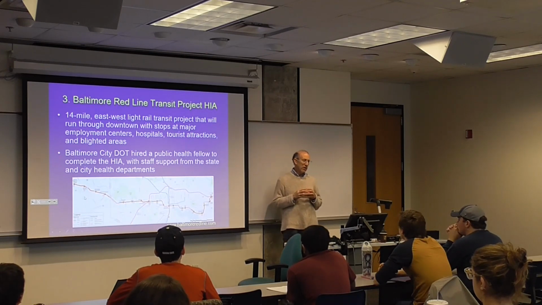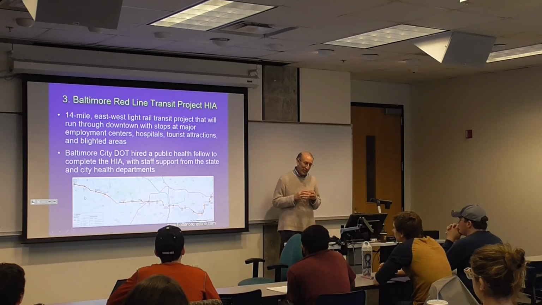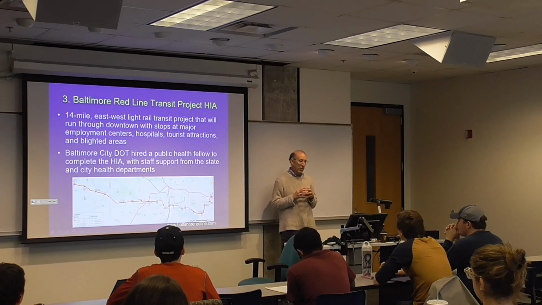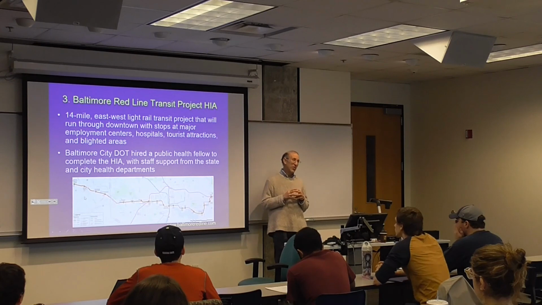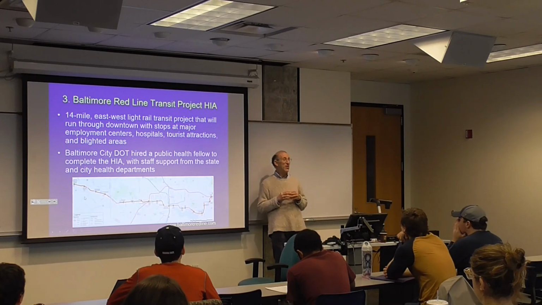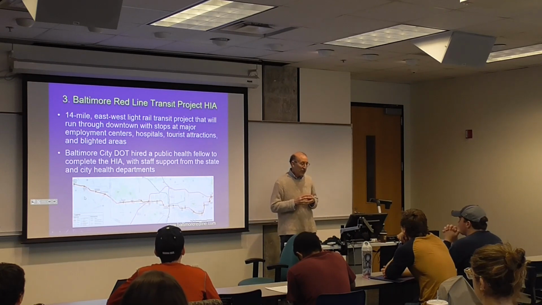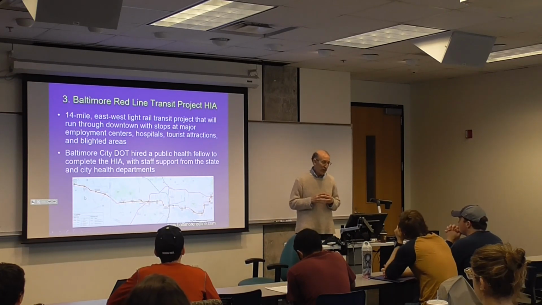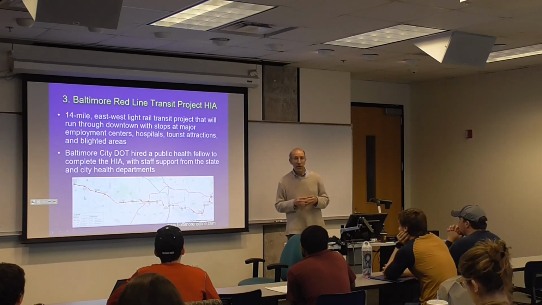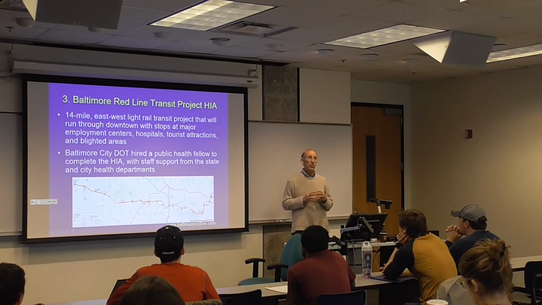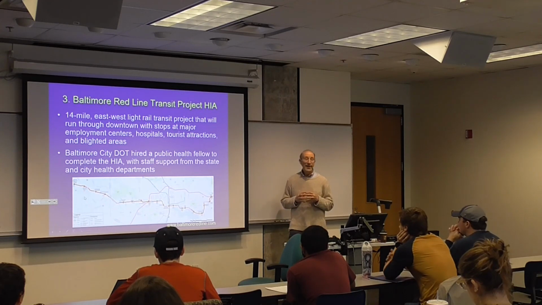This was a transit line to run east-west in Baltimore. It's something that the city really needed. There was good cooperation with the city Department of Transportation. They got a public health person working for the Transportation Department. That's really unusual. They are crossing agencies and getting people to work across. There was good staff support from the health department and the transportation department working together. The line was serving a lot of equity issues among some vulnerable populations. It really would have made a big difference.